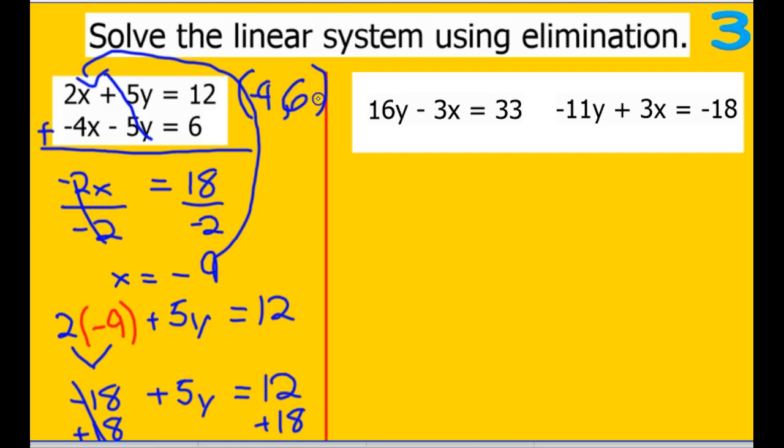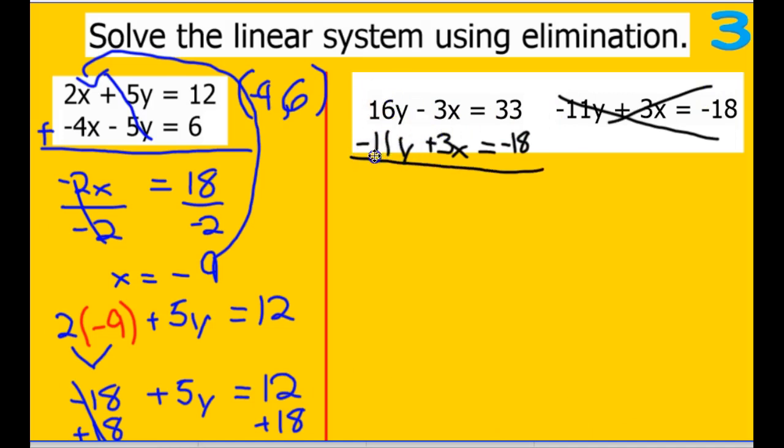Alright, the next problem, we have 16y minus 3x equals 33, and negative 11y plus 3x equals negative 18. Now, this doesn't look like a system of equations because there's not one over the other. But we can easily fix that by just taking our equation, 16y minus 3x equals 33, and putting our other equation right underneath it. So now we can get rid of this equation because we just put it right here underneath it.